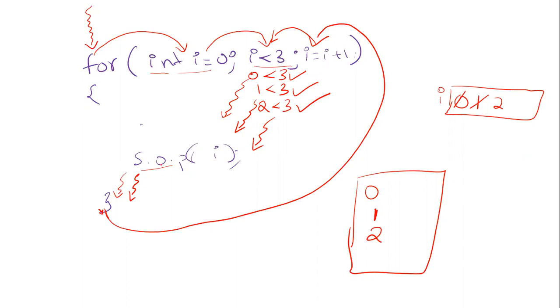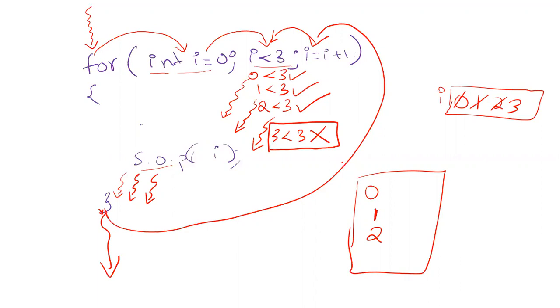As soon as you print 2, it will see the closing bracket of the for loop. So the update statement will happen here. I is equal to I plus 1. I value becomes 3. As soon as I value becomes 3, it will check the condition. Is 3 less than 3? No. The condition is false. And when the condition is false, the control will come out of the for loop.